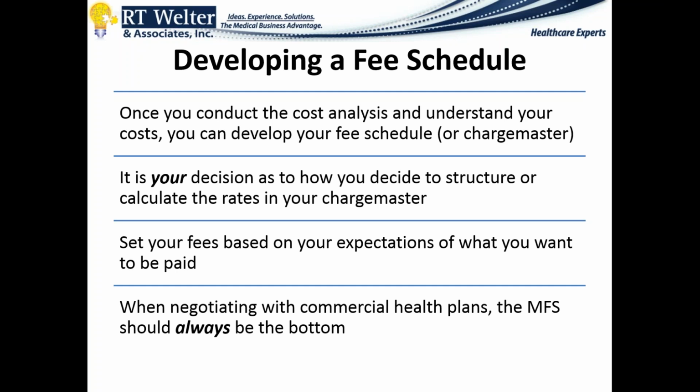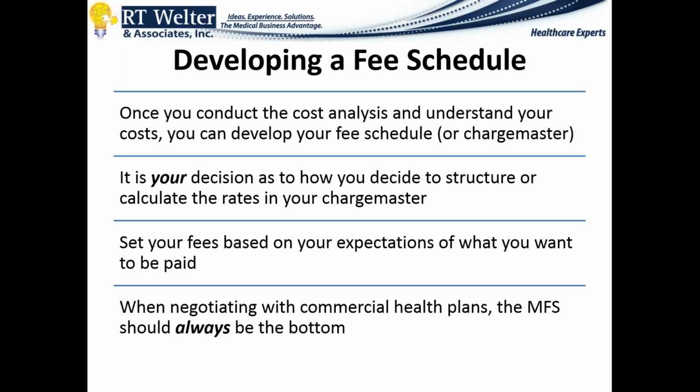You'll want to set your fees based on your expectations of what you want to be paid. And you have to be realistic about payment, but also what you choose to charge for the services you're providing. We're going to get into a sample fee schedule in just a minute to give you a better idea of how this looks from a real-world standpoint.